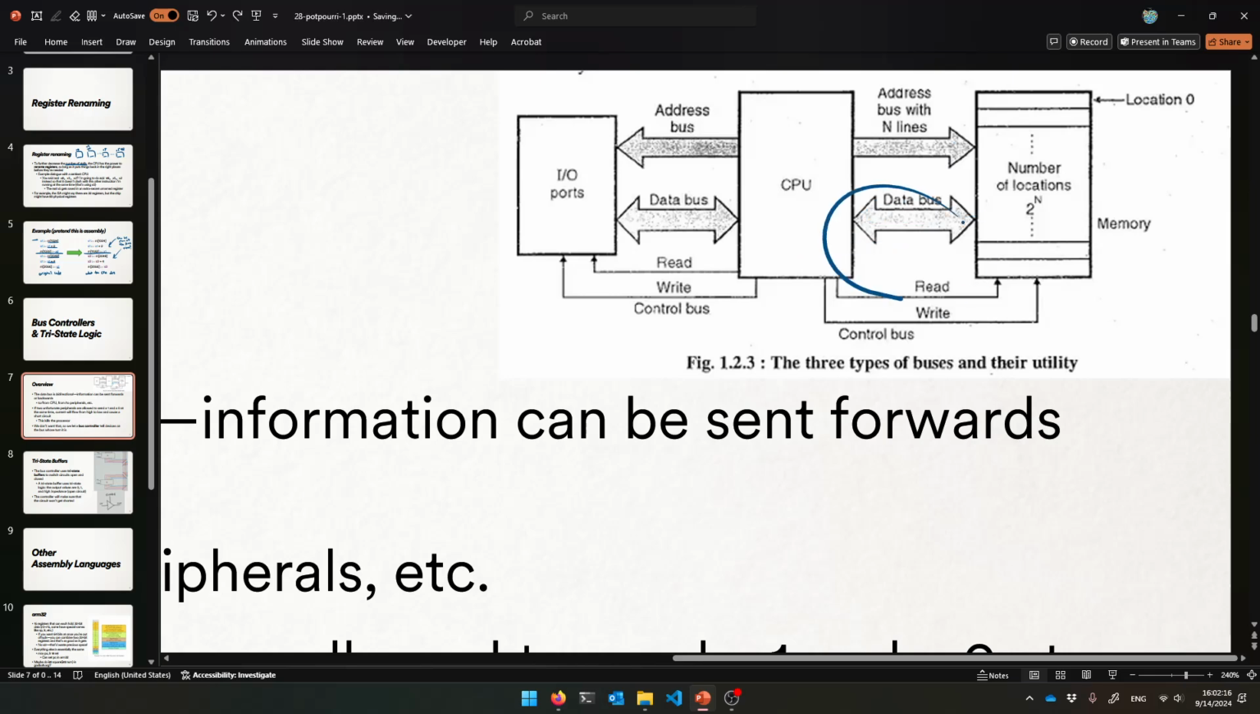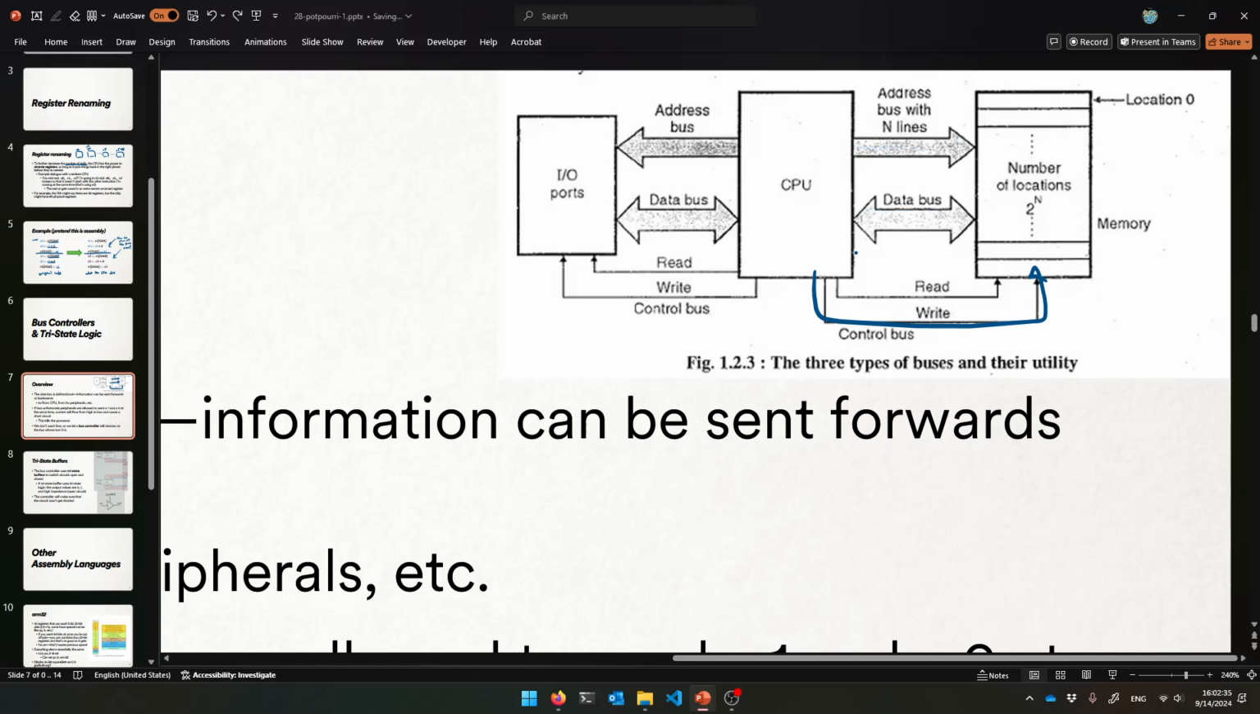And this data bus is two-way, right? The data bus needs to be two-way because the CPU might try to write to memory. So it sends the write signal along the control bus, here's the address I want to write to along the address bus, and then it sends the data that way when it wants to write to memory. Does that make sense? So that's kind of what's going on there.